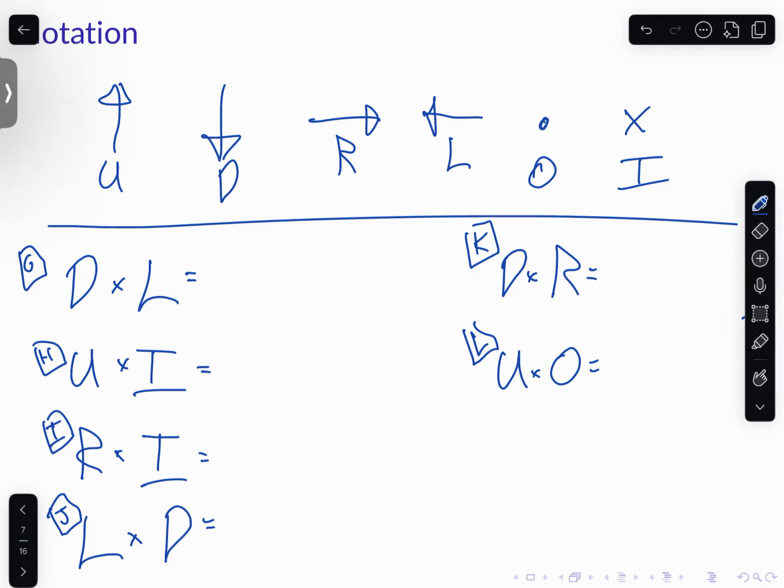Down cross right. What do you think it is? Show me your hand. No, your fingers come first. Your palm comes second. Your thumb is the answer. So point your fingers down. Now point your palm right. That's your left. That's your right. Which way is your thumb pointing? Show me right cross down. Show me your hand with the fingers pointing right. So the orientation of right cross down is opposite of down cross right. That's correct.